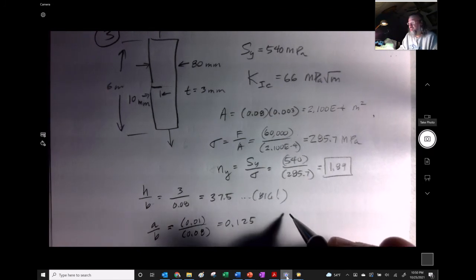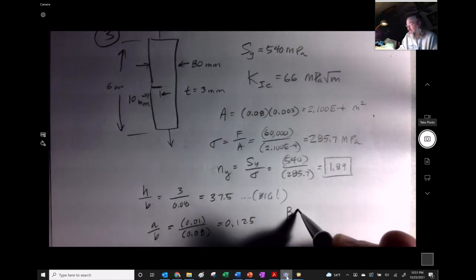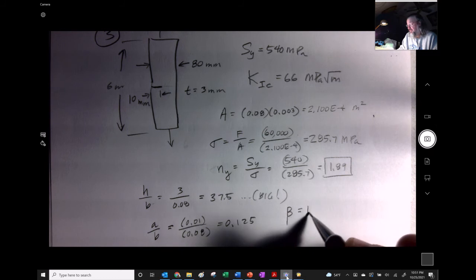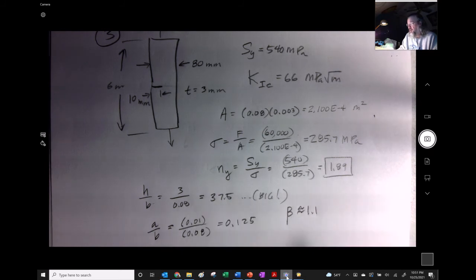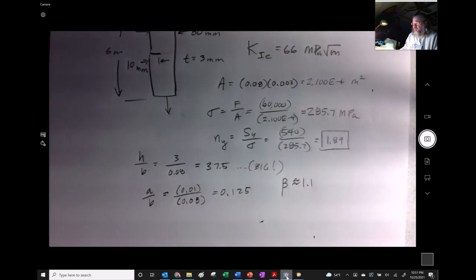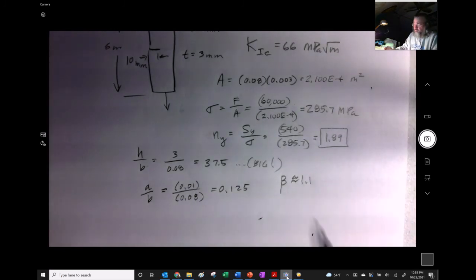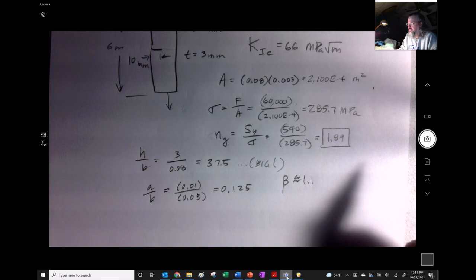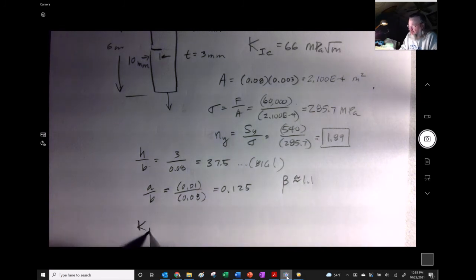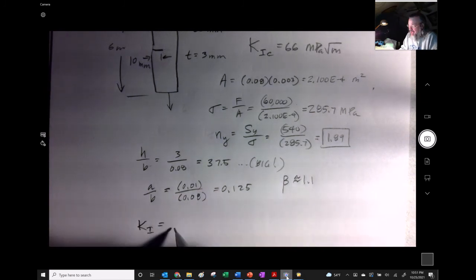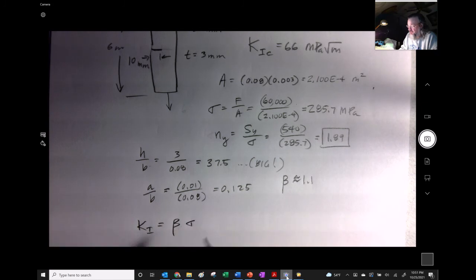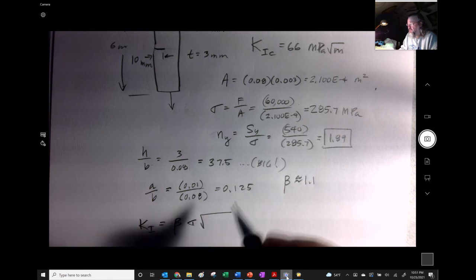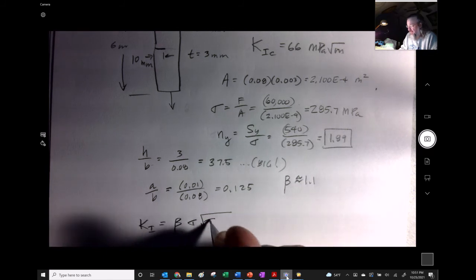So it's like a decision that I'm making here, that my beta that I would get from this is like 1.1, and I'll even put approximately 1.1. It's 1.12 according to Norton, right? Norton's book. So if that's from that source right there, I think I've made a pretty good decision. So the thing I want to calculate is this KI, which the equation is KI equals beta times sigma times the square root of pi a.